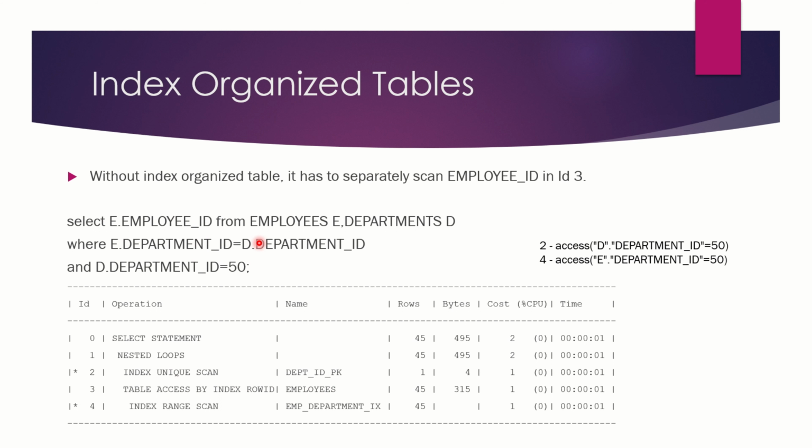So this is the reason why there is an extra scan for the employees table for all the employee IDs matching this join condition. This is happening because the employees table and the departments table are normal relational tables and not index organized tables. If this had been an index organized table, all the columns of the employees table would have been automatically indexed. So there is no separate scan needed to access the employees table, and this third operation will not be needed.